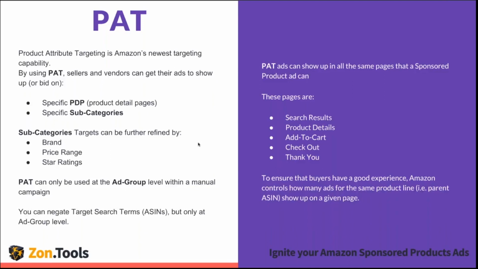PAT shows pretty much everywhere normal sponsored products ads show. I will show you later in a little video, but basically they show in search results, not on the keyword search result, but on the department search results. So when you go about searching for a product by department, not by keyword, this is where a PAT will show in the search result page. Also on the product detail page, which is below the bullets and below the image and below the call to action, and then also below the product description. Add to cart, checkout, and thank you pages.